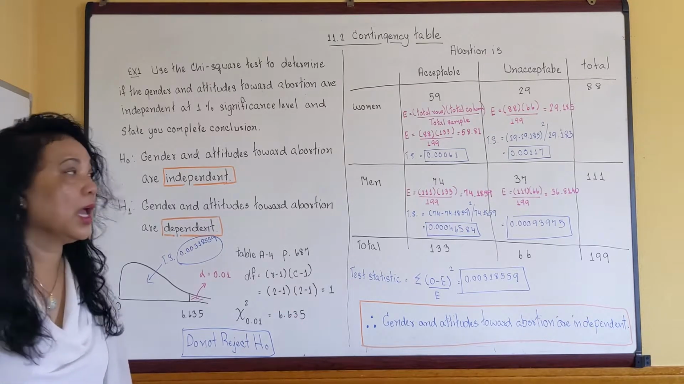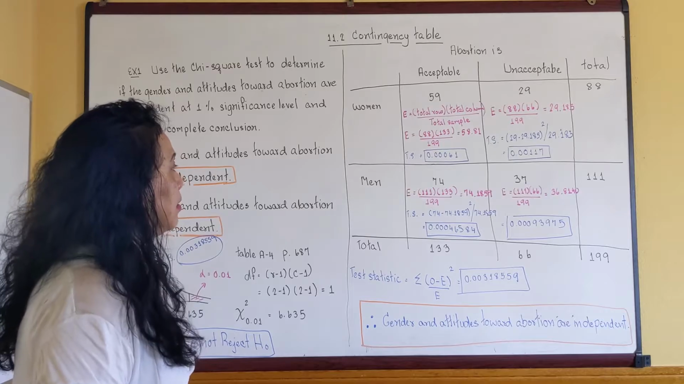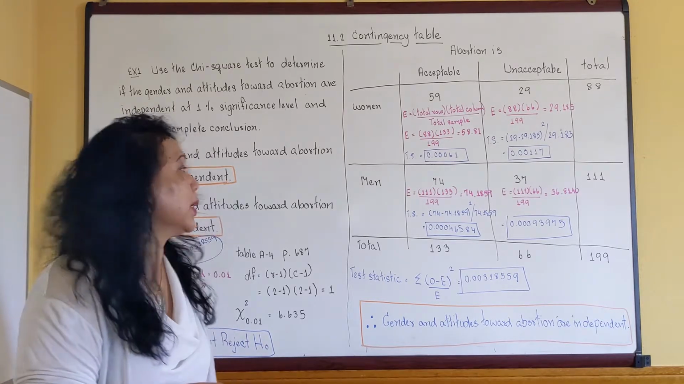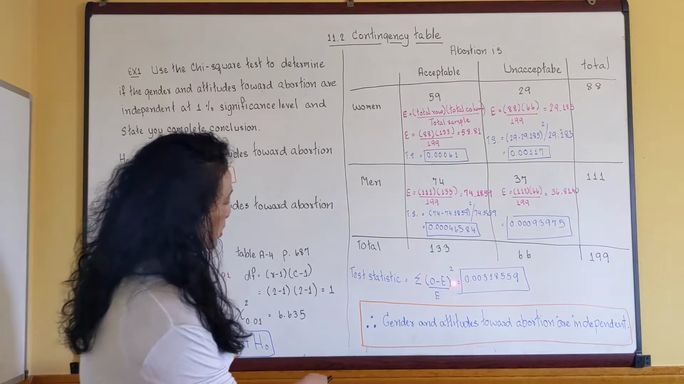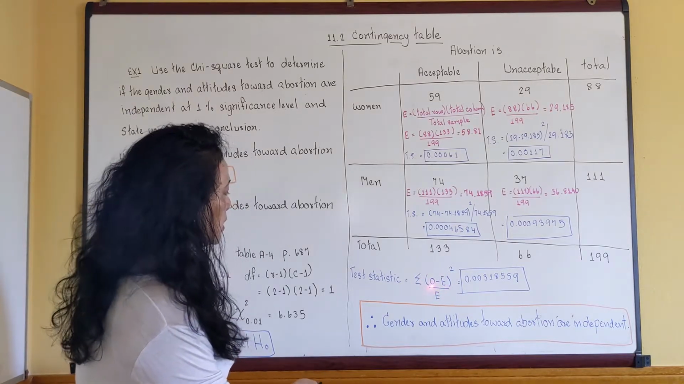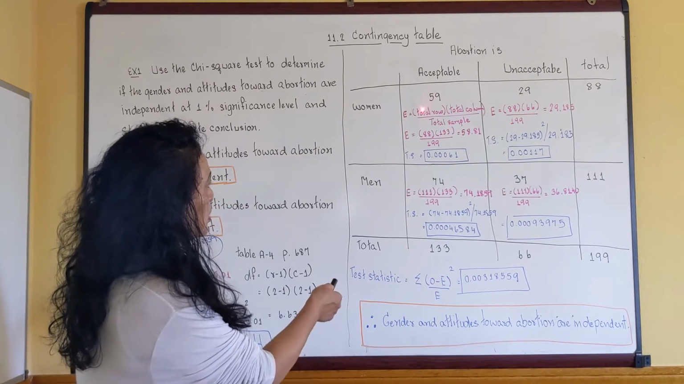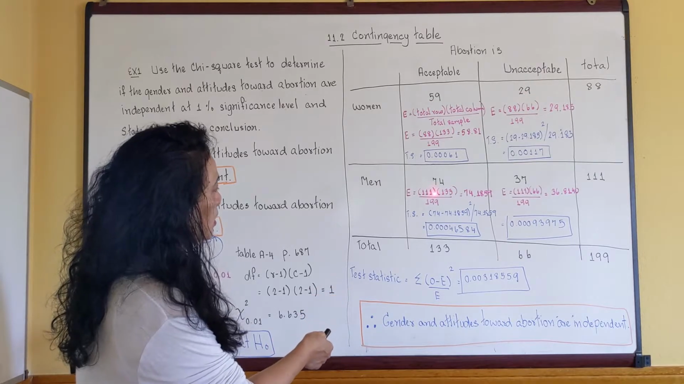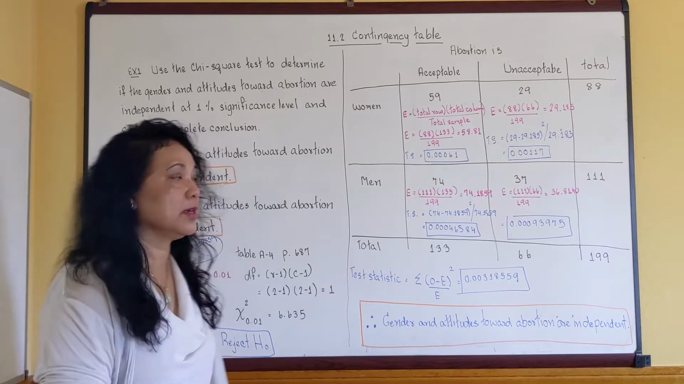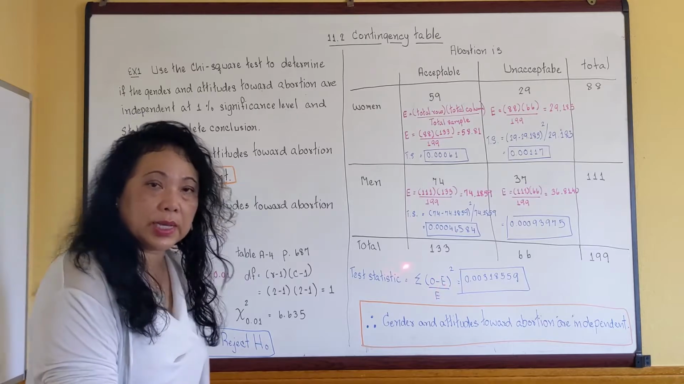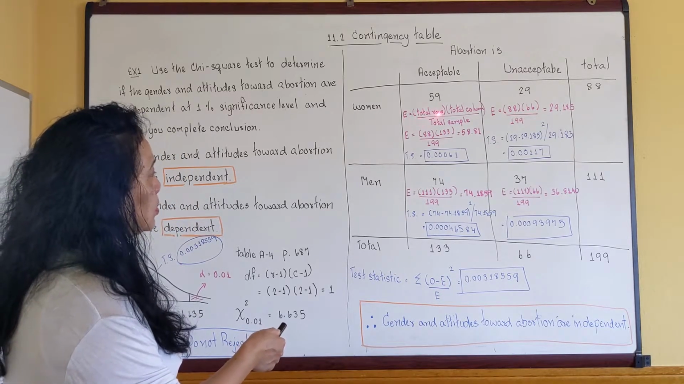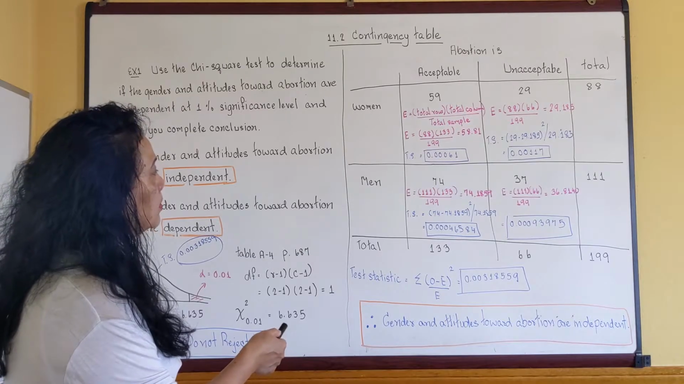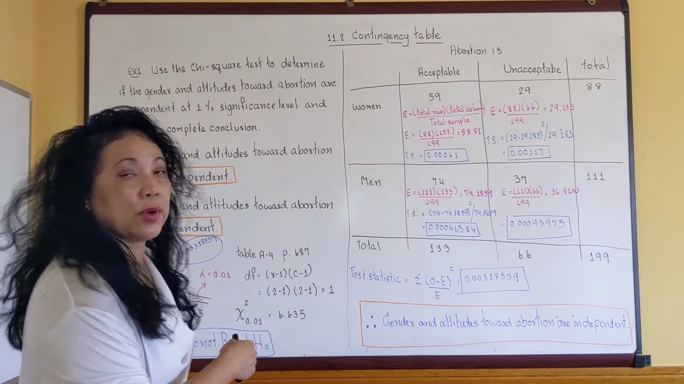the number is 6.635. Now the part that's a lot of work is the calculation. That's why I write everything out. This is your test statistic. O is the observed, which is 59, 29, 74, and 37. Your E is your expected. The formula is total row times total column divided by total sample.